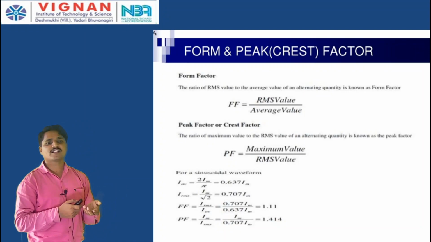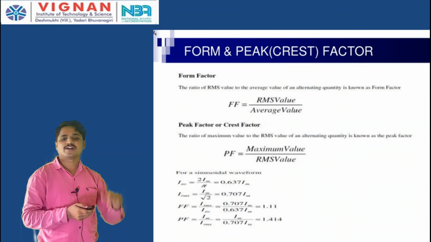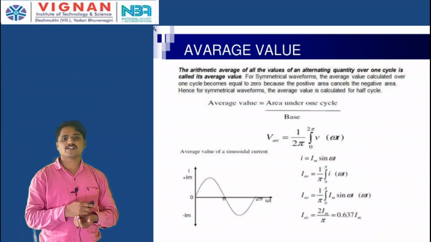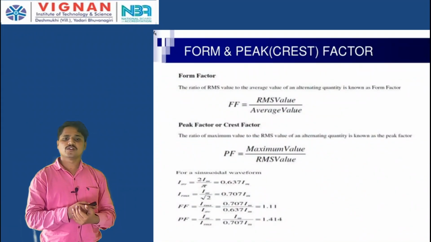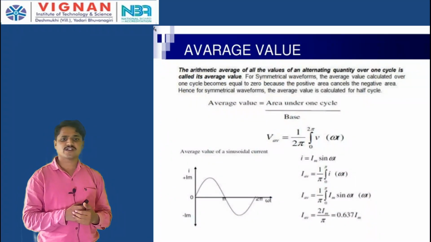So, how to calculate this RMS value and average value? Once you calculate the RMS value and average value, then it is easy to calculate the form factor and peak factor. So, how to calculate them, we will see in the coming classes. Okay. Now, next one is the average value.